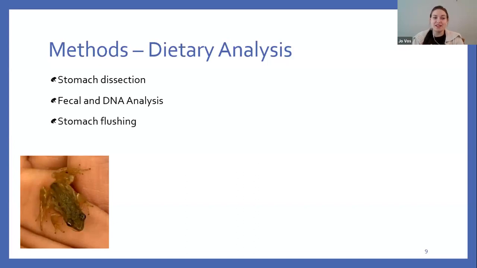The other method is the fecal and DNA analysis. So this requires housing the amphibian overnight, or at least over a period of time until they expel their fecal matter, and then re-releasing them. So you're hoping that they've eaten something, you're hoping to get something out of it, and then you have to perform DNA analysis on the fecal matter to identify what insect species or prey species are being found in that fecal matter. This has a couple of limitations, again, because you can't necessarily identify the whole body organism.